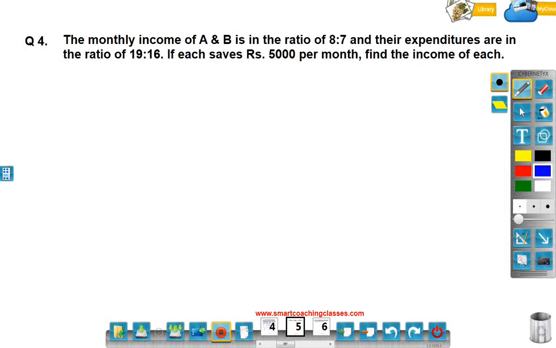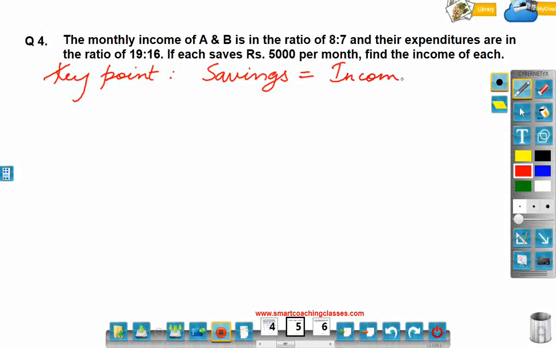Second part, they say their expenditures are in the ratio of 19:16, and then they say each one of them saves 5,000 rupees per month. Now please remember our key point here: savings equals income minus expense. This is our key point, and without this key point we cannot solve this question. So let's get back to solving the question.